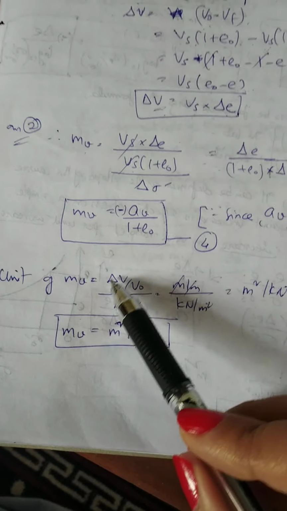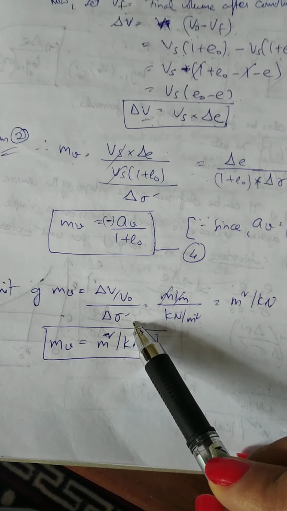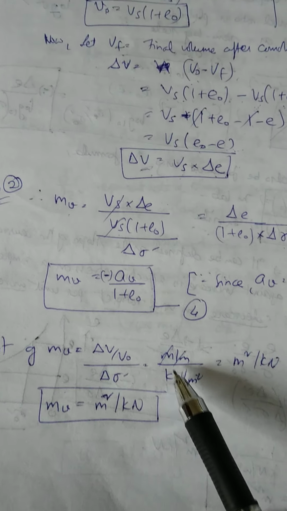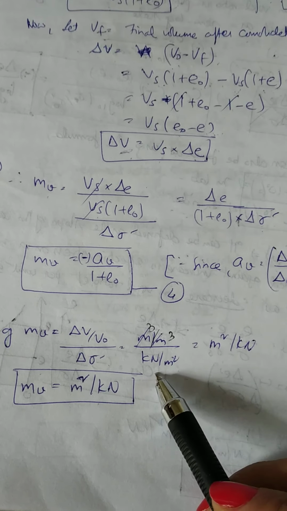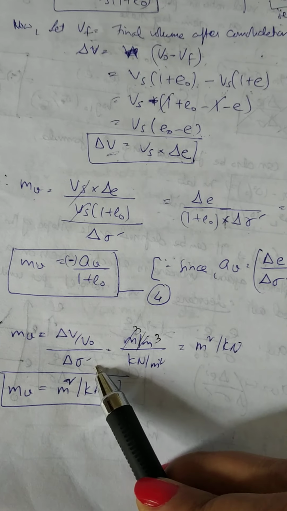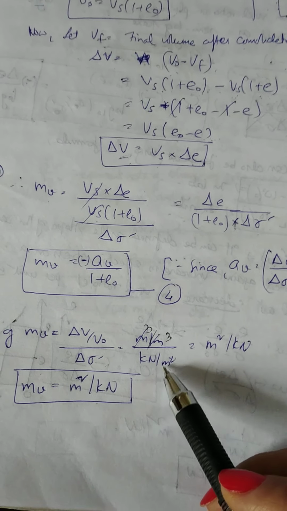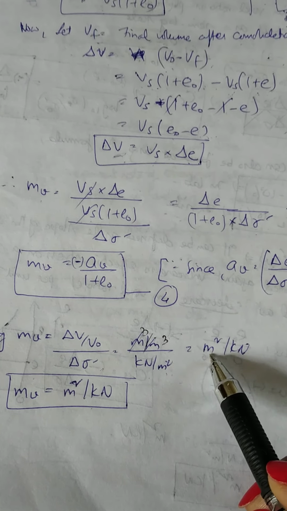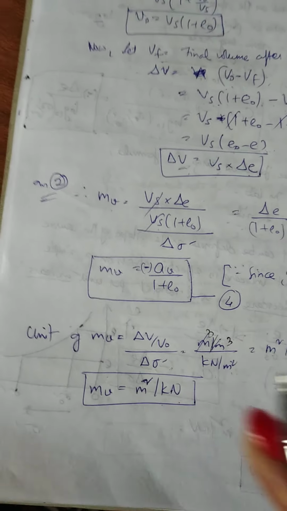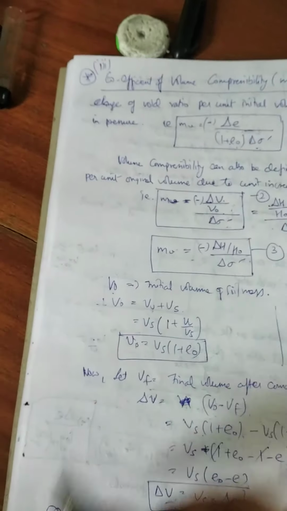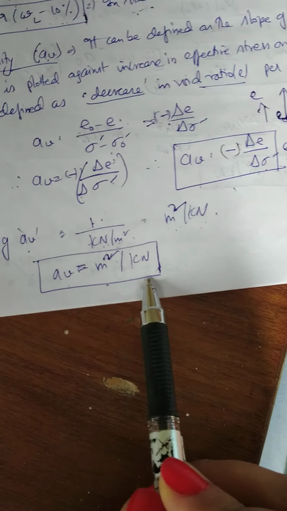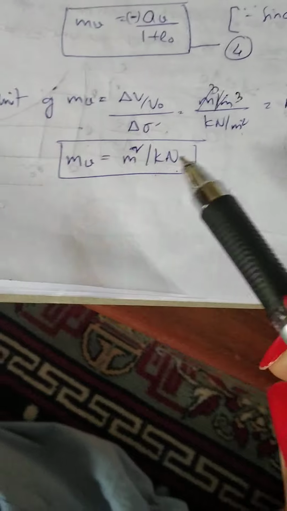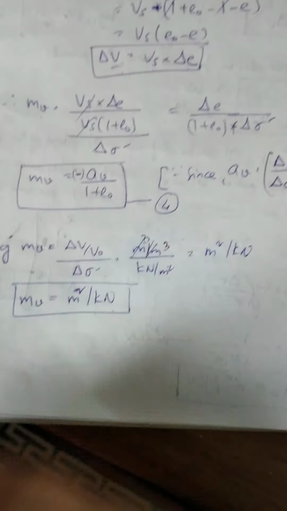And the unit for MV will be, again, this is the change in volume upon stress. Change in volume will be meter cube upon meter cube, so that cancels out, and it will be upon only the unit of stress, which is kilonewton per meter square. So taking this meter square to the numerator side, it becomes meter square per kilonewton. So the unit of the volume compressibility and the coefficient of compressibility both will be meter square per kilonewton, for av also and for MV also. Is it clear up to here?